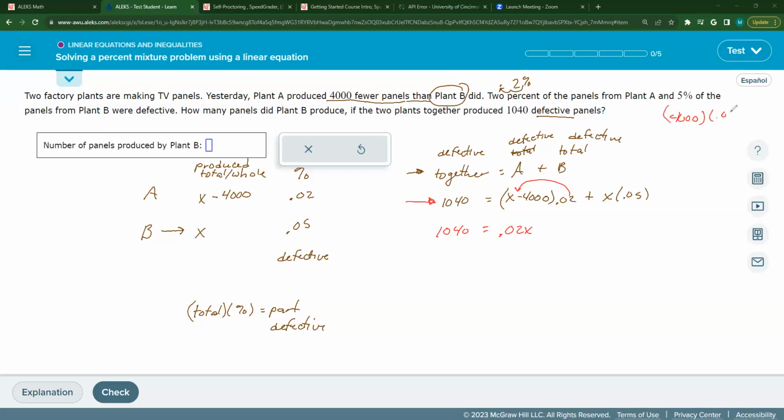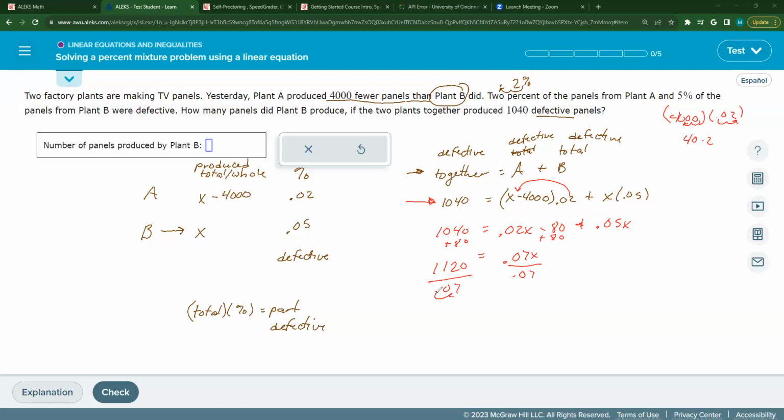Let's simplify it. So 1,040 equals 0.02x. Okay, now when I want 4,000 times 0.02, if I move this decimal, since I'm multiplying, I can get rid of 2 zeros here. So this is really just 40 times 2, which is going to be minus 80 equal plus 0.05x. Combine like terms, 0.07x. I'm going to add the 80 to both sides. And this is going to be 1,120 equals 0.07x.